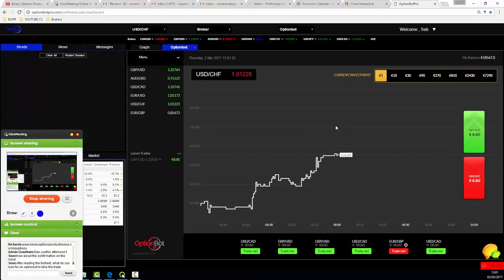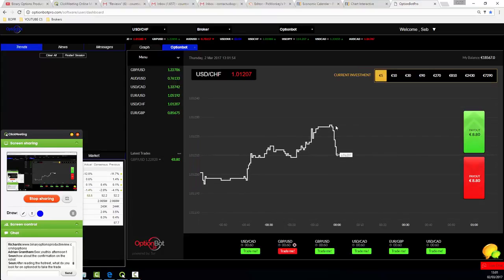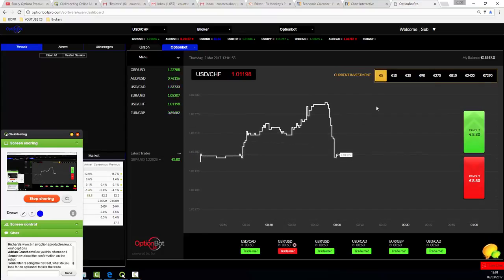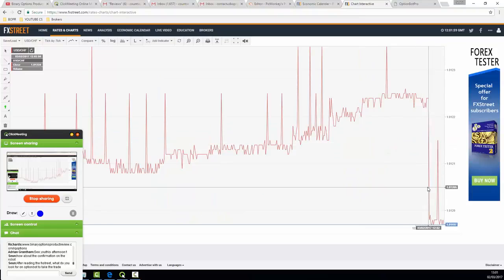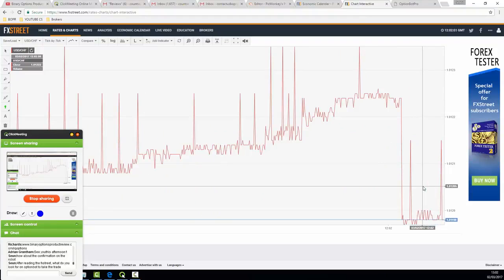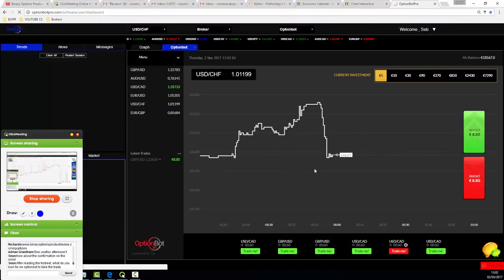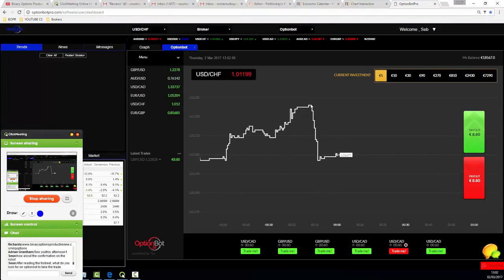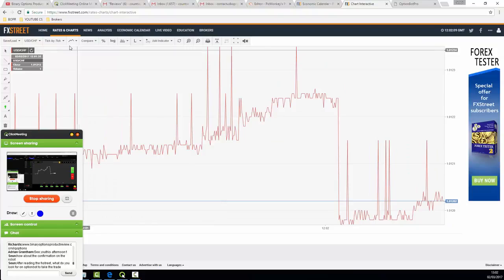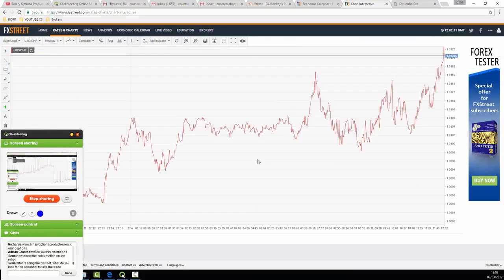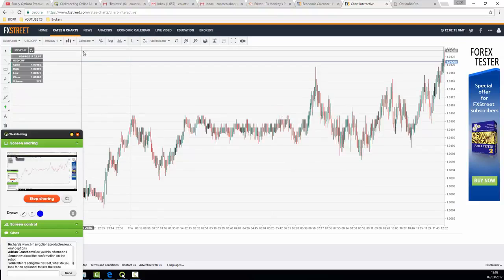OptionBot's charts are powered very, very well. Look, that's going down now. And look, this has gone down. It's all real time. So as you can see, there's a big drop there. OptionBot, sorry, big drop there as well. It's all live, all for you to use.